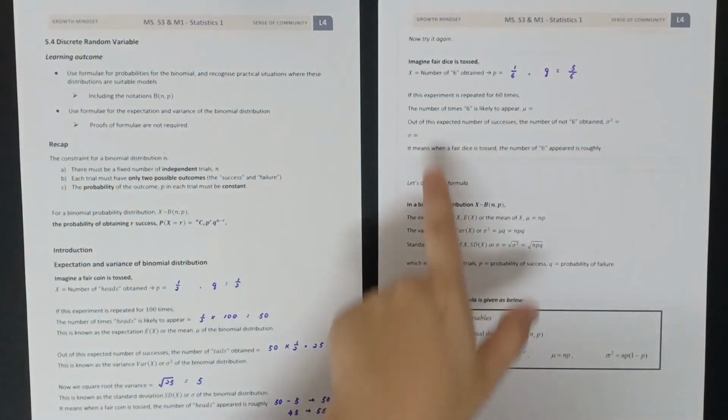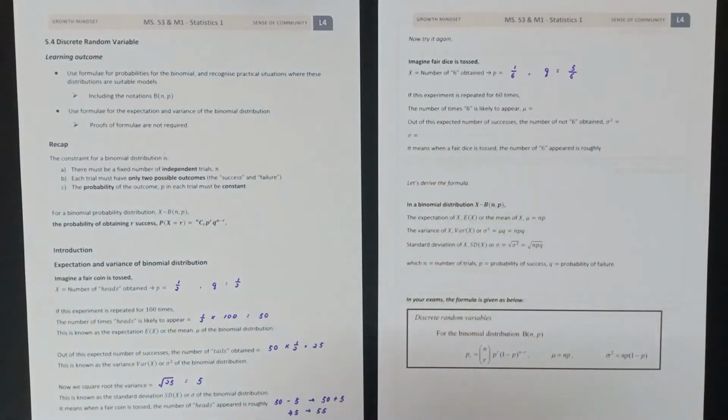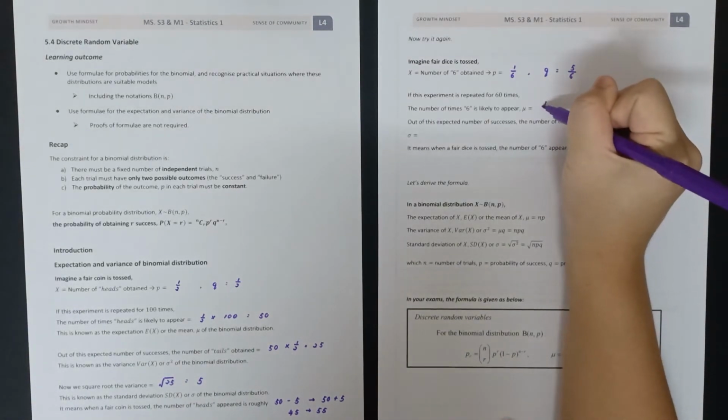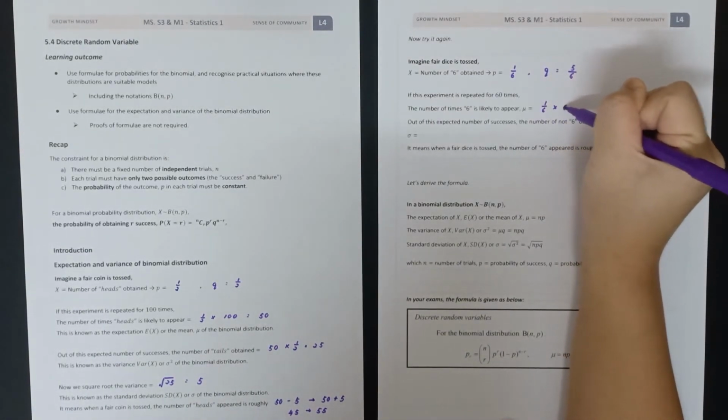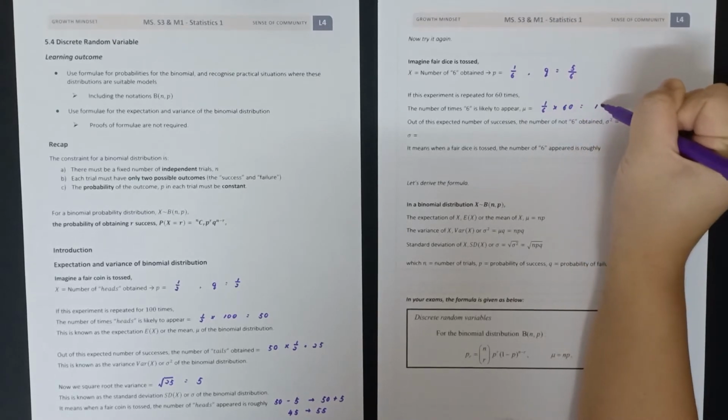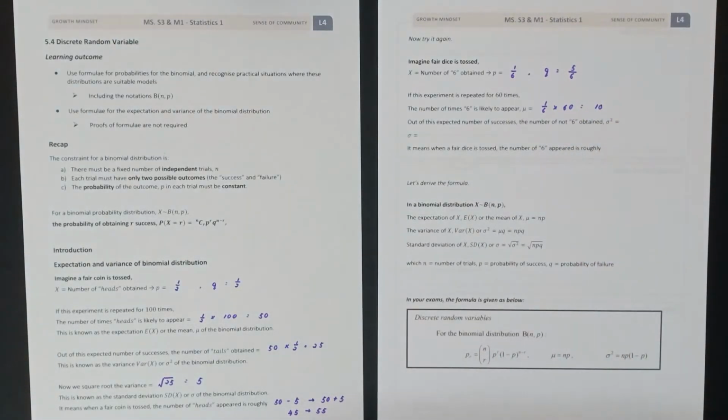Let's say this experiment is repeated 60 times. What is the number of times that you expect to get a 6 out of the 60 times? You will use 1 over 6 times 60. So I expect the best outcome will be that I get 10 times 6.